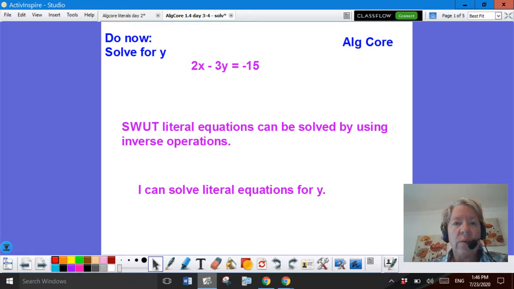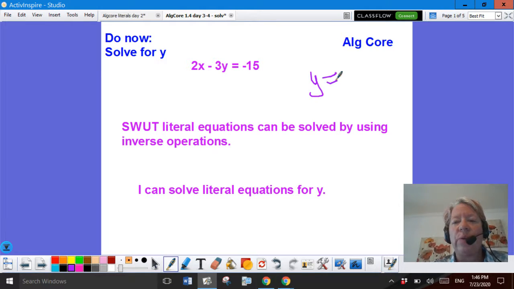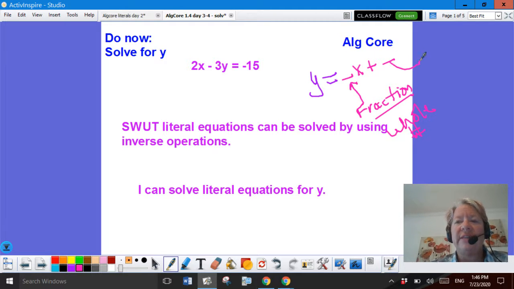All right, so we are going to continue practicing solving for literals today, but we're going to be working on something very specific, okay? So we're going to be given an equation with an x, a y, and a number, and we need to get it to y equals. And what's going to happen is we're going to have something x plus or minus something. And this guy needs to be a fraction, either a fraction or a whole number. This can either be a whole number or a decimal.